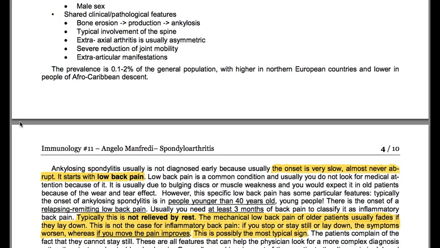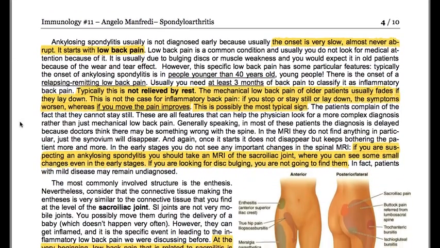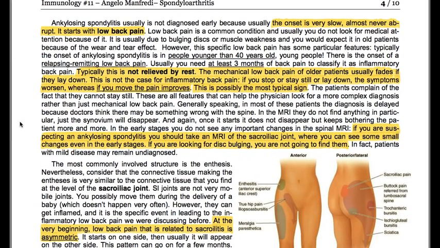It starts with low back pain. Low back pain is a common condition and usually people do not look for medical attention because of it. It's usually due to bulging discs or muscle weakness, and you would expect it in old patients because of the wear and tear effect. However, this specific low back pain has some particular features.